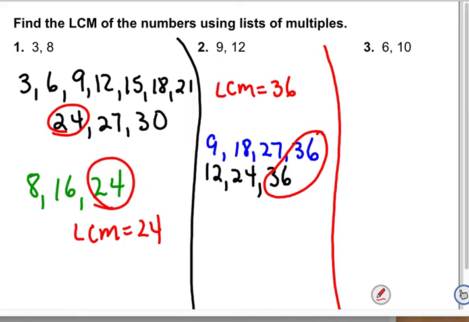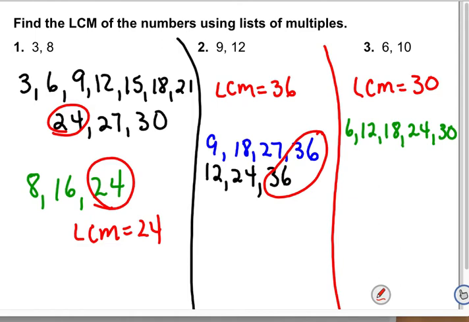What is the LCM between 6 and 10? Jaslyn. 30. Jaslyn says this LCM equals 30. Okay? Cole, give me the multiples of 6. 6, 12, 18, 24, 30. Good job.